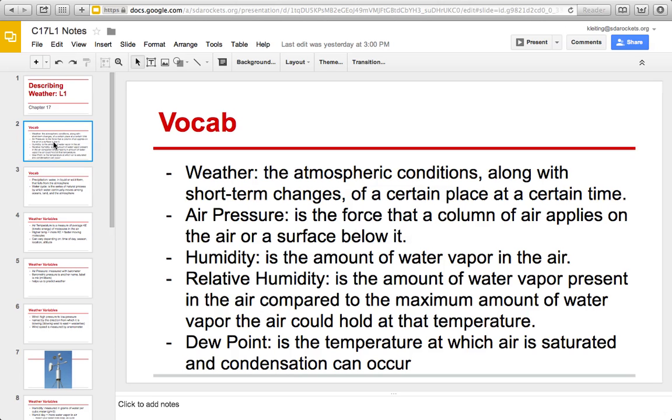Air pressure is a word we've had before. This is the force that a column of air applies to the air or a surface below it. So below it is important there. Humidity is the amount of water vapor in the air.